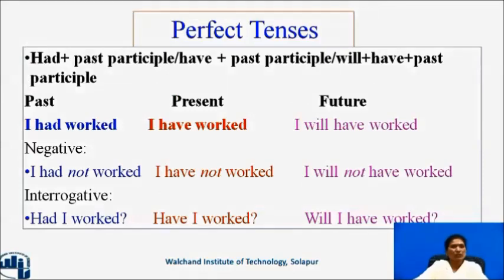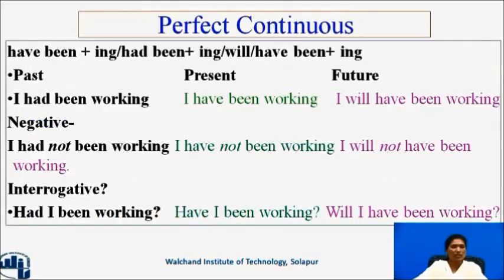Perfect tenses: past, present and future. I had worked, I have worked in the present, and in the future I will have worked. In the negative form, I had not worked, in the present I have not worked, and in the future I will not have worked. Interrogative: had I worked, have I worked, will I have worked. That is, with the help of a helping verb we can make interrogative sentences.